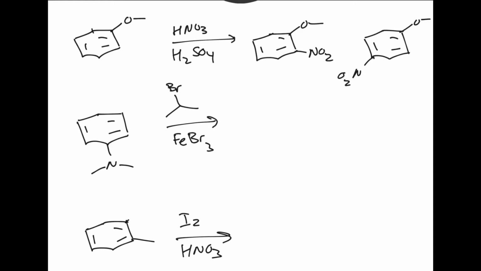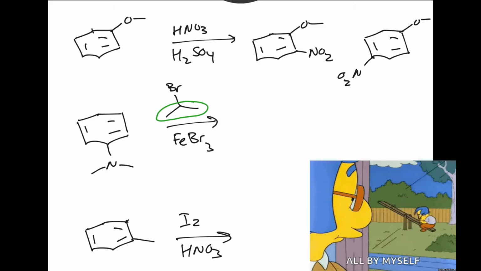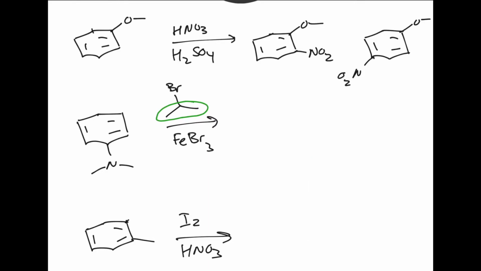Next reaction, I've got the alkyl bromide and FeBr3. That's a Friedel-Crafts alkylation. So I'm just replacing the halogen with the aromatic ring. So I'm just adding isopropyl. And again, the nitrogen directs ortho para.